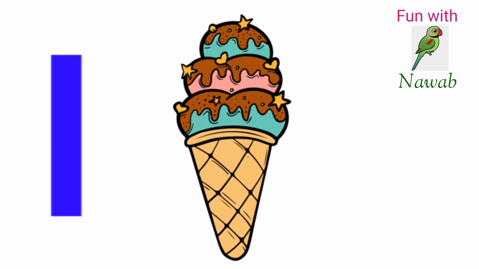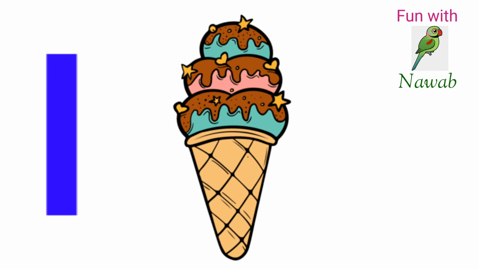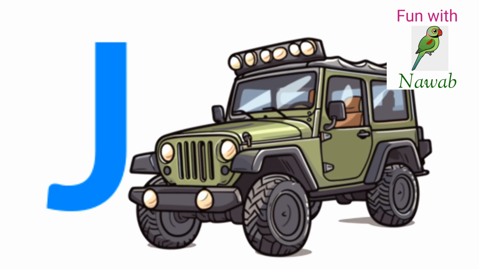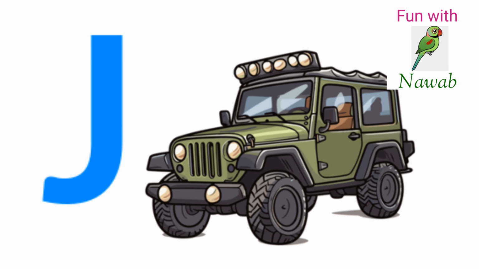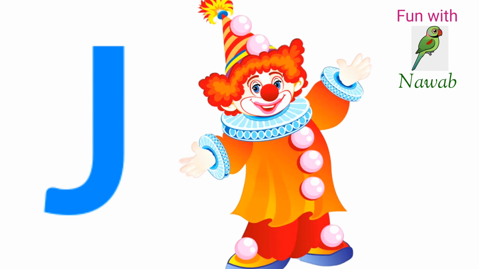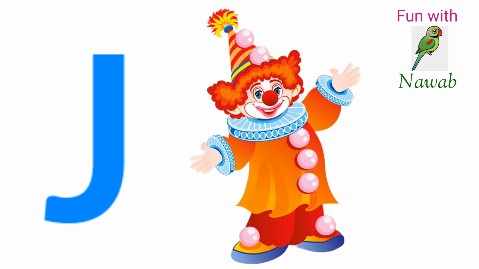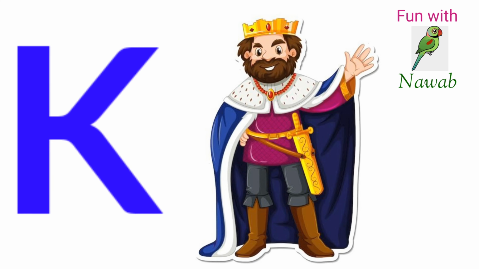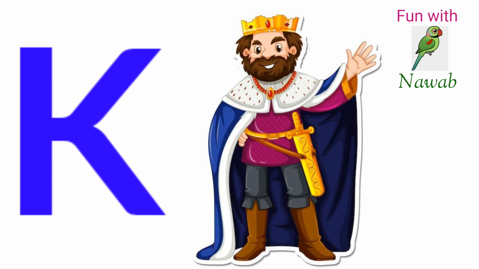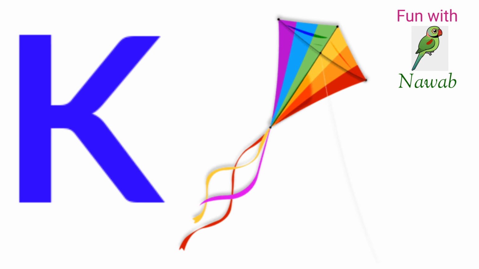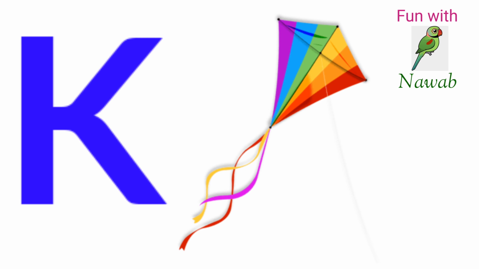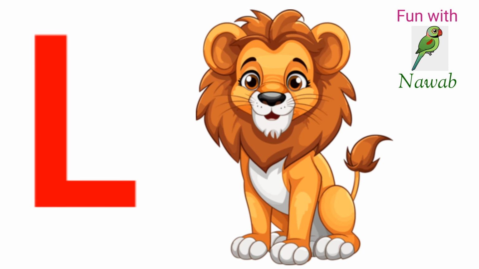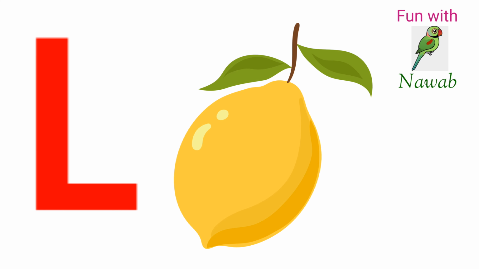I for iguana. I for ice cream. J for jeep. J for joker. K for king. K for kite. L for lion. L for lemon.